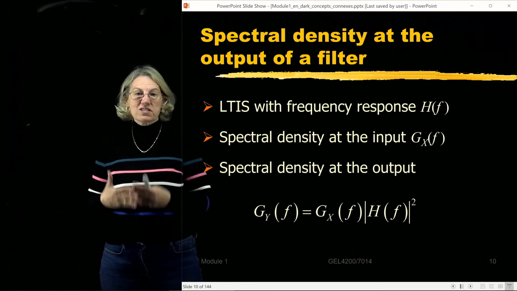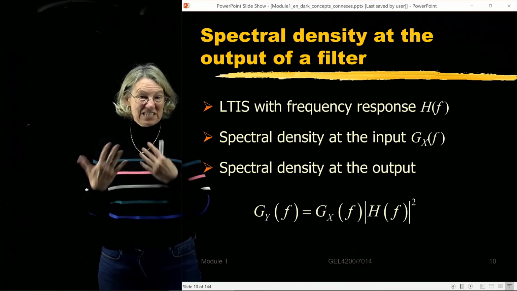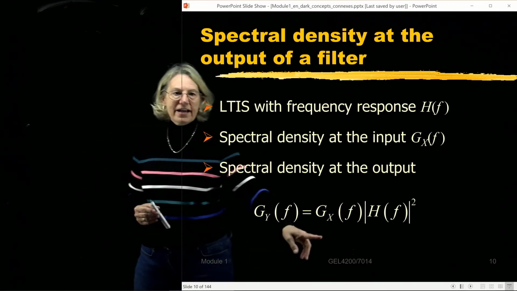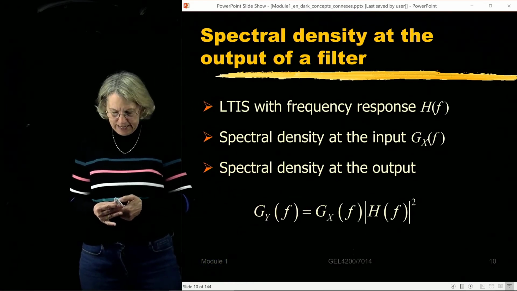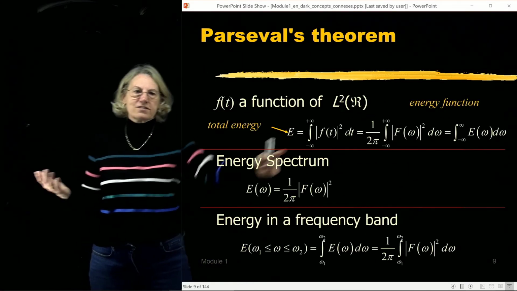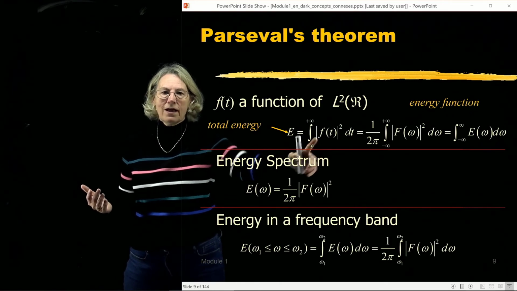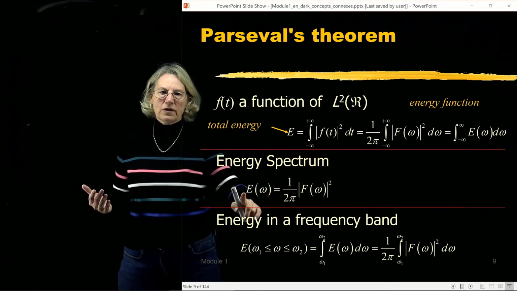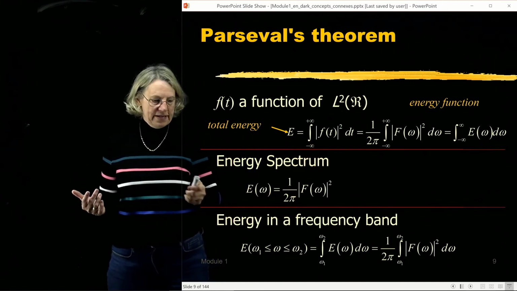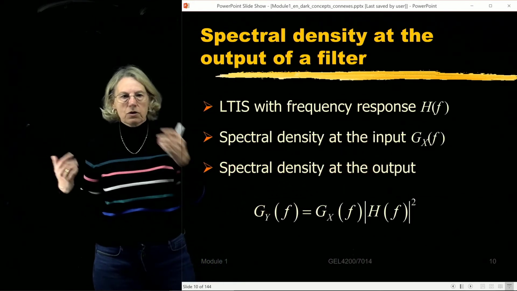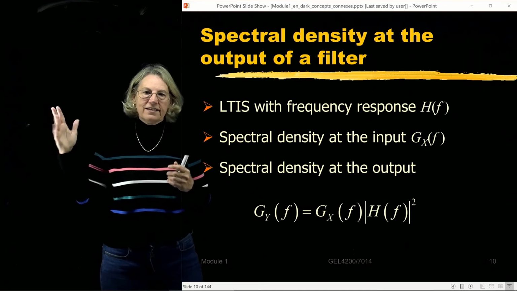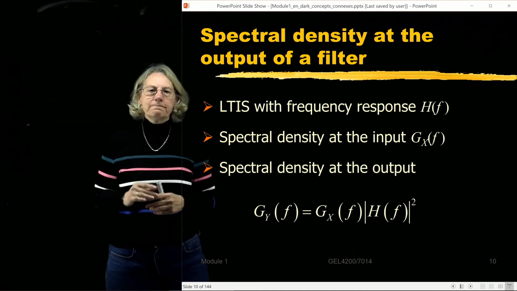So I've talked about the spectrum of a signal. So I can think of x as, for instance, the input of the signal. So I take an input, x of t, and I find for x of t what the energy spectrum is, and I'm going to give that a name, and I call it G_x of f. Okay, so this is the spectral density, the spectrum at the input.